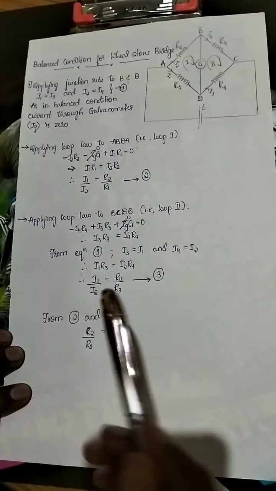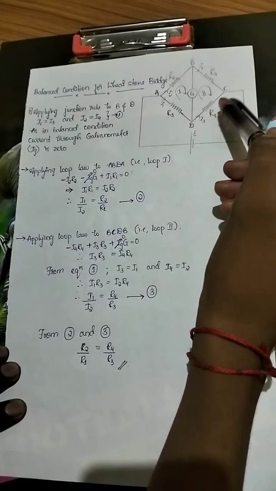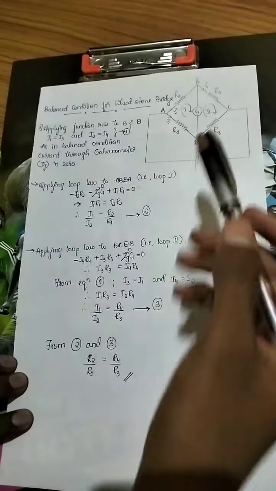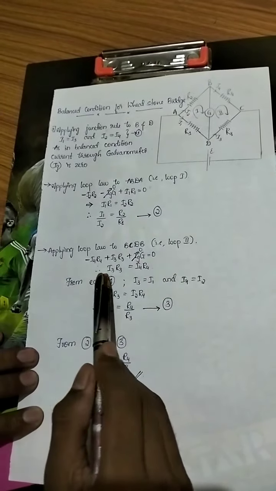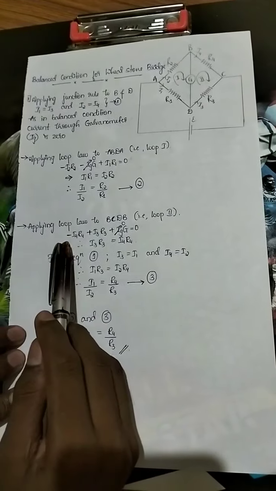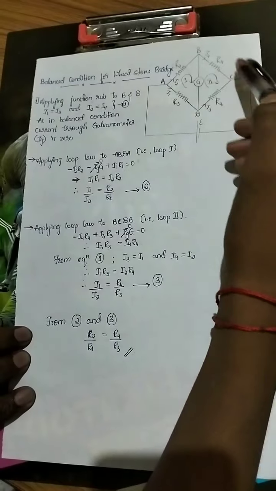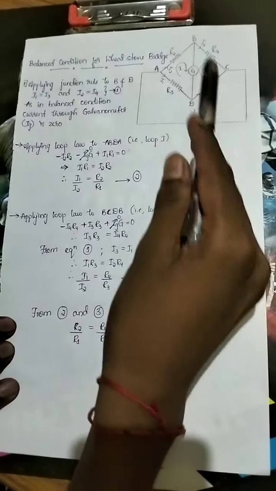Here when we apply the loop law, we get minus I4 into R4 plus I3 into R3 and plus Ig into G. Here again Ig will be equal to 0, hence I3 R3 will be equal to I4 R4. Once again we have got a negative sign because we are considering the loop in the direction of current, whereas here we are considering the loop opposite to the direction of current, hence here it's positive and in that case it's negative.